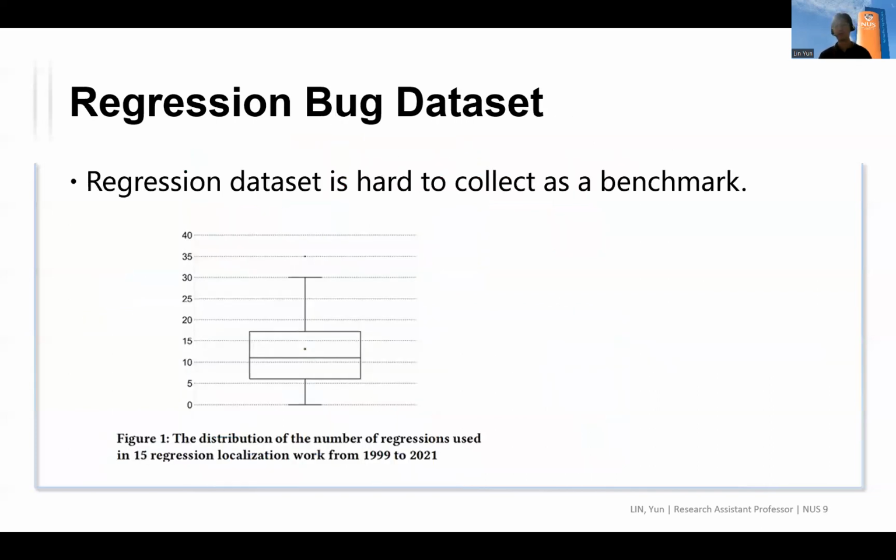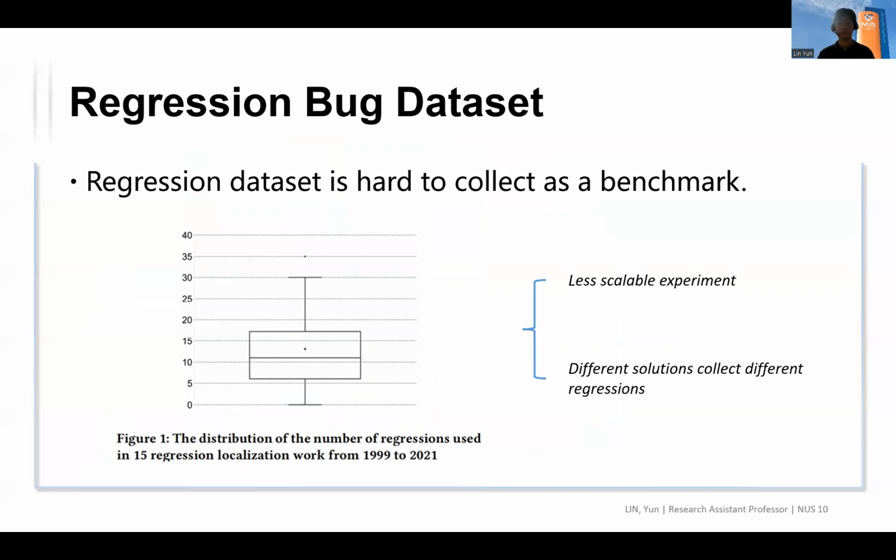While regression bugs are common, they're hard to collect, which has a negative impact on regression research in the community. We investigated regression analysis work from the year 1999 to 2021. We find that the number of regression bugs used in experiments is very small. Even worse, different techniques are using different regression bugs, which makes it very hard to compare these techniques.